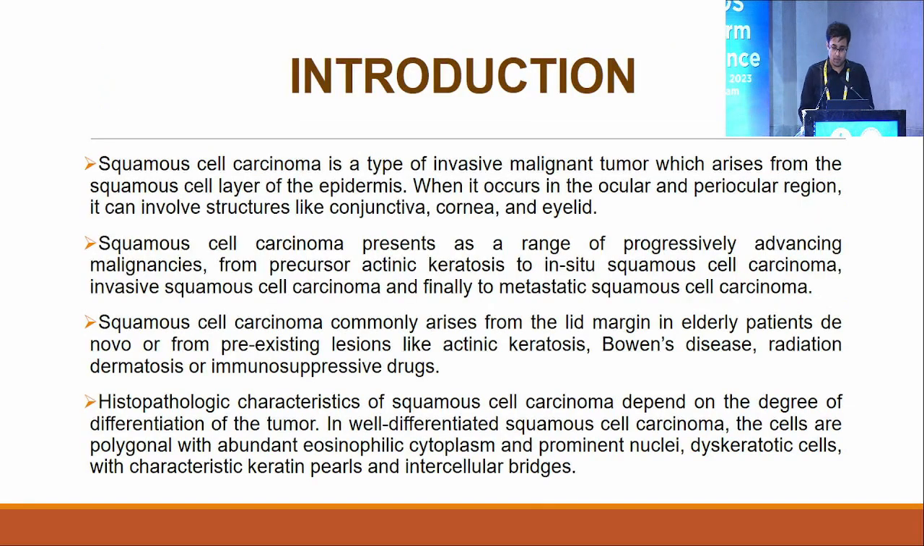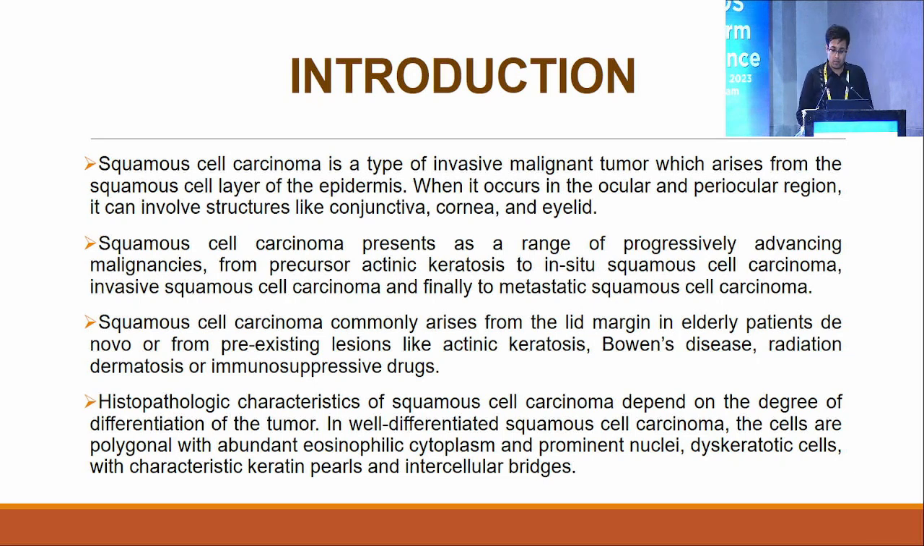Squamous cell carcinoma is a type of invasive malignant tumor which arises from the squamous cell layer of the epidermis. When it occurs in the ocular and periocular region, it can involve structures like conjunctiva, cornea, and eyelid. Squamous cell carcinoma presents as a range of progressively advancing malignancies from precursor actinic keratosis to in situ squamous cell carcinoma, invasive squamous cell carcinoma, and finally to metastatic squamous cell carcinomas.